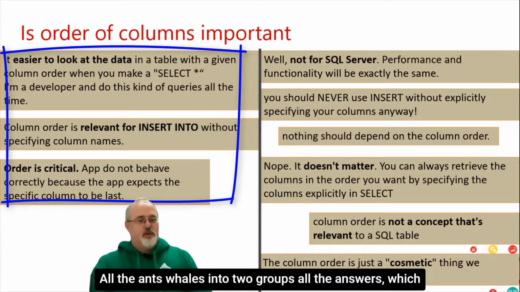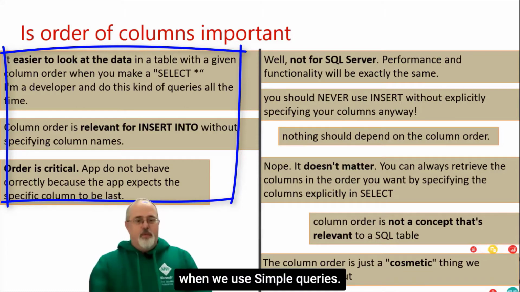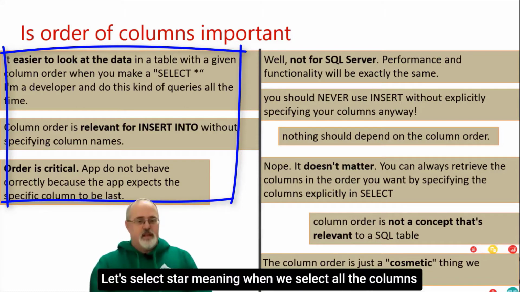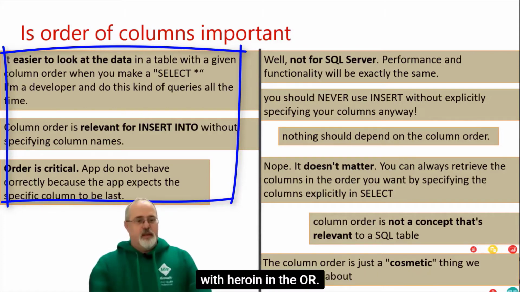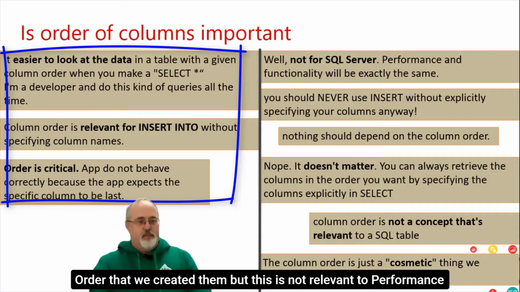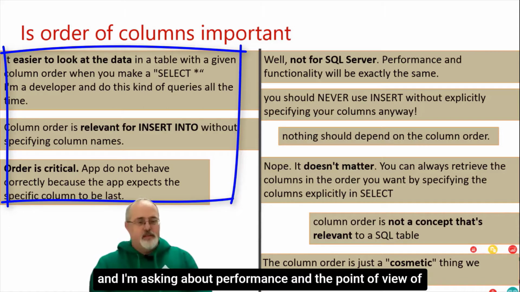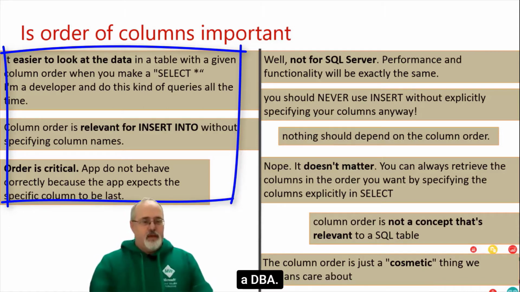All the answers which say that the order is important came from developers. Their main interest was the order that columns are returned when we use simple queries like select star, meaning when we select all the columns without a specific order in the query. In this case, the columns return in the order that we created them. But this is not relevant to performance, and I'm asking about performance from the point of view of a DBA.